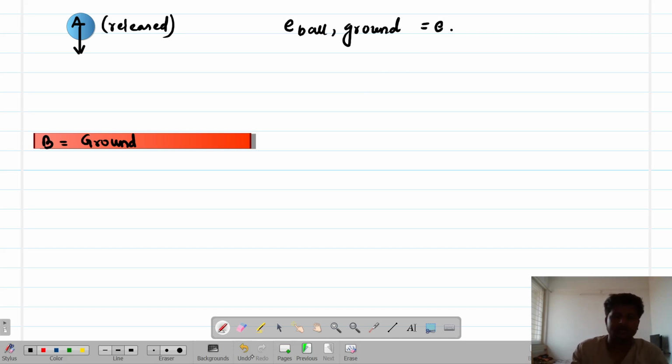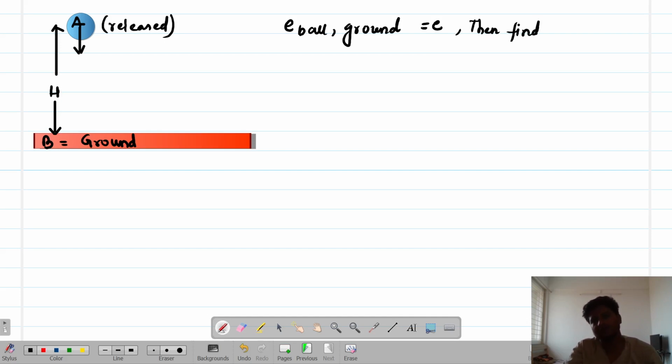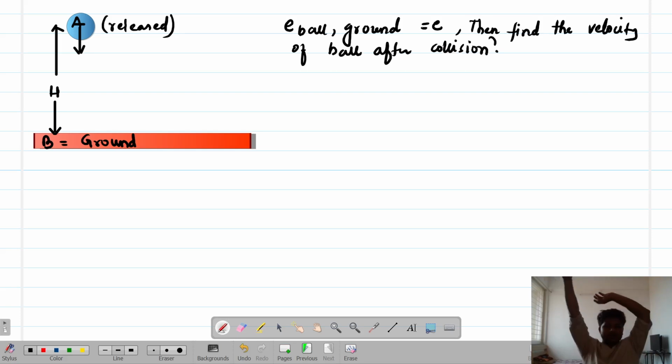So the question arises that if it travels some height h, then find the velocity of ball after collision. You think, you think, what is that?